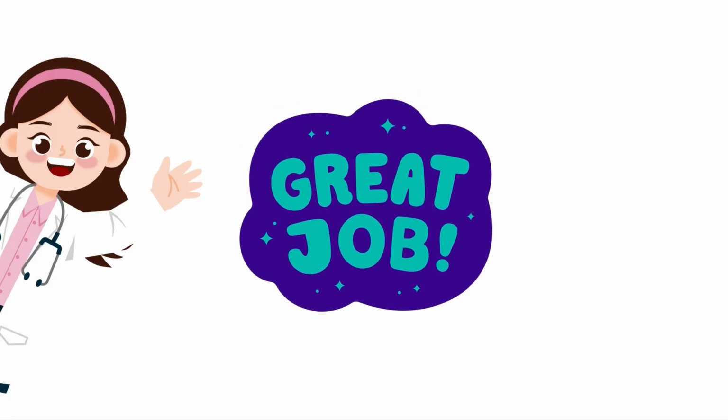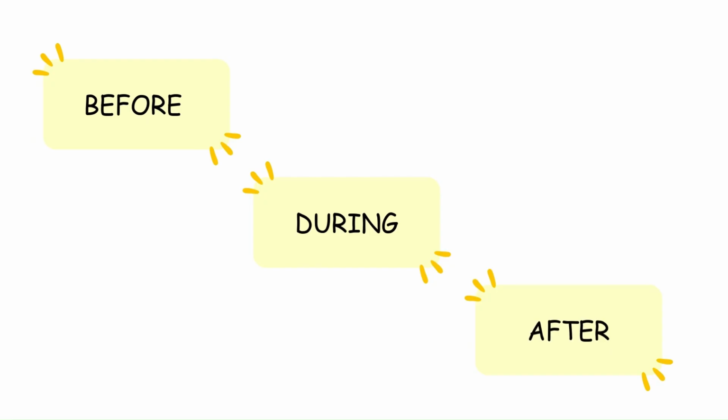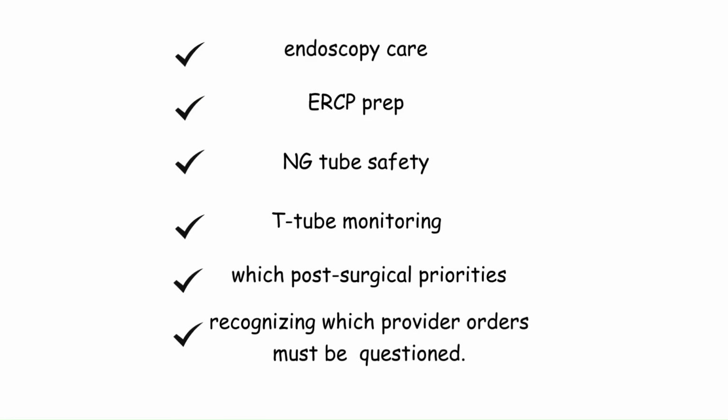Great job working through Section 1. Now we're going to shift into Section 2, Procedures and Diagnostics, Nursing Priorities for GI Disorders. In this next group of questions, we'll focus on what the nurse must do before, during, and after key diagnostic procedures. We'll look at things like endoscopy care, ERCP prep, NG tube safety, T-tube monitoring, post-surgical priorities, and recognizing which provider orders must be questioned.